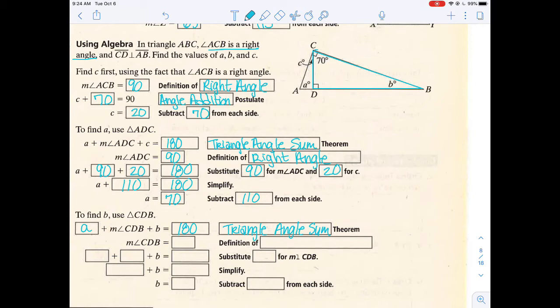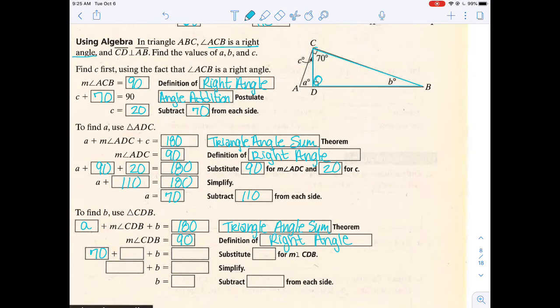Okay, so angle CDB is 90 degrees. CDB right here. 90 degrees by the definition of a right angle because it's already marked, they told us that. We know A is 70, we know CDB is 90 degrees, we know it all has to add up to 180. So all we did was substitute 70 for angle A. If we add these together, 90 plus 70 is 160, and they still have to add up to 180. If we subtract 160 from both sides, we get B is 20 degrees. And now we have found all three angles that we needed using the triangles from the picture.